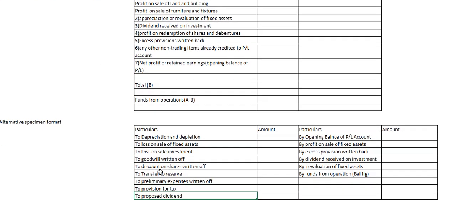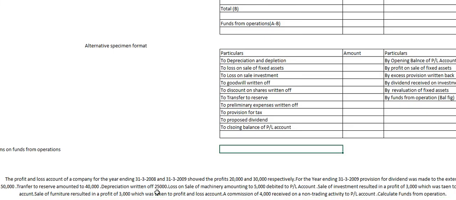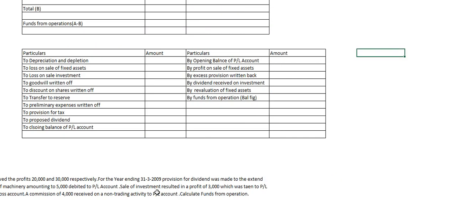So we will start with the other kind of format. The previous format which I taught was in a statement format, the next format is known as the T format. So basically it is the same items: whatever non-fund or non-operating items are debited to profit and loss account will be debited here, and non-fund and non-operating incomes which are credited will be credited here. So if we have a debit balance, it is funds lost from operation, and if it's a credit balance, it is funds from operation. So if you have a balance on the credit side, it is funds from operation.